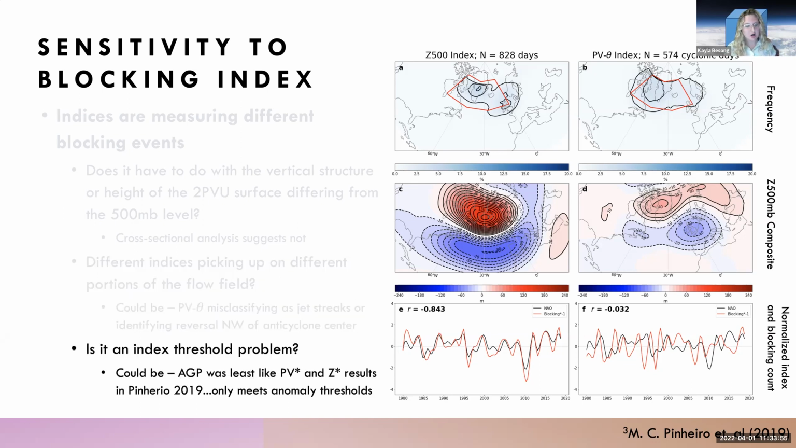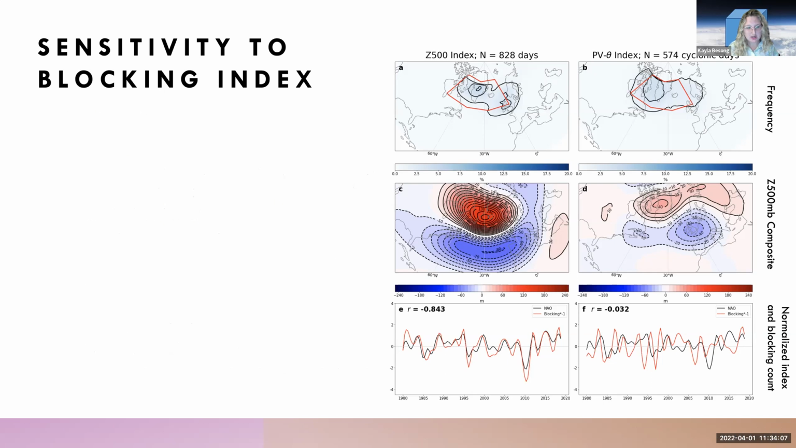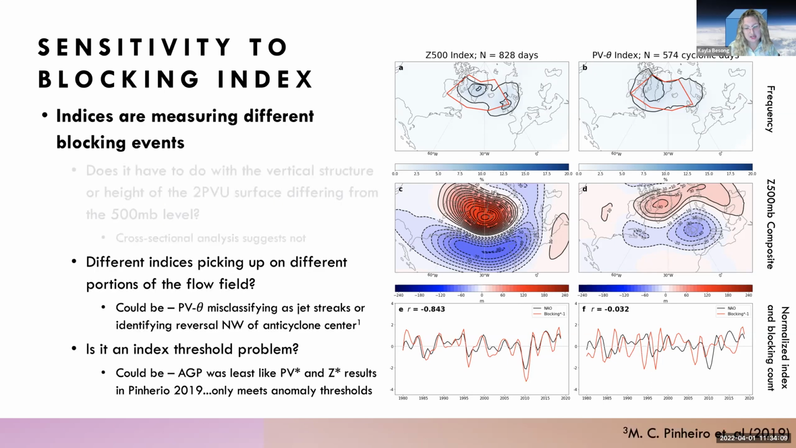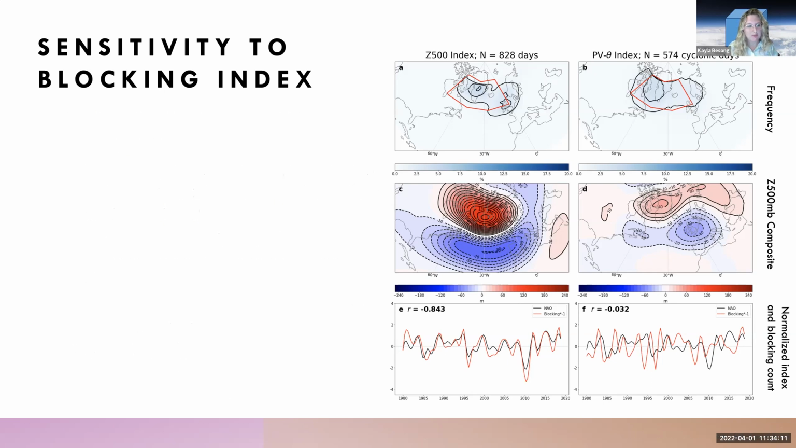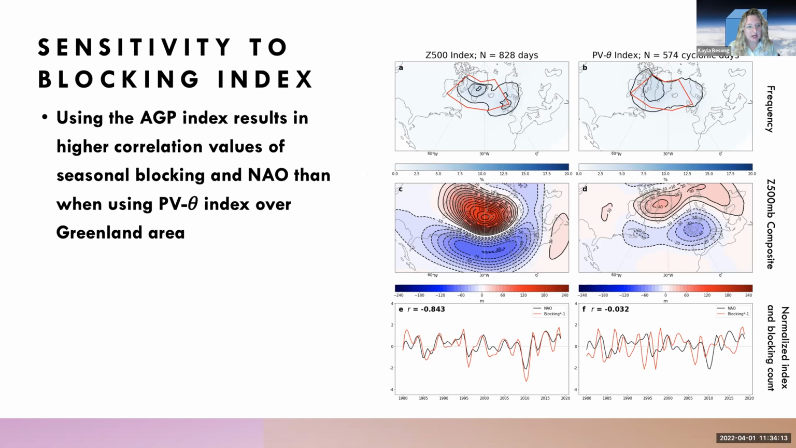Or is it a threshold problem based on the AGP? Because if you recall, it does take a certain threshold for blocking to be considered for that AGP index. Okay, so that's a potential explanation: it could be misclassification or a threshold problem. So again, just to recap, the AGP index will result in a higher correlation. The indices are measuring different blocking events.